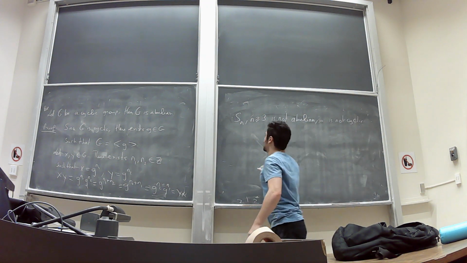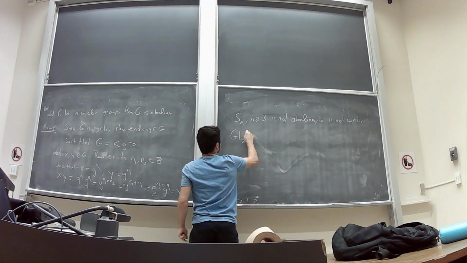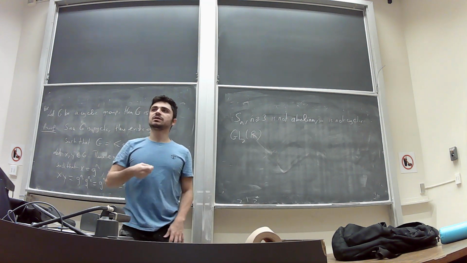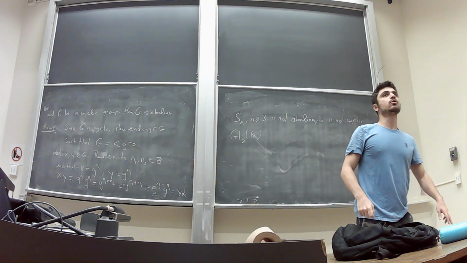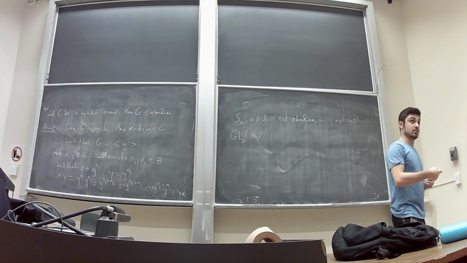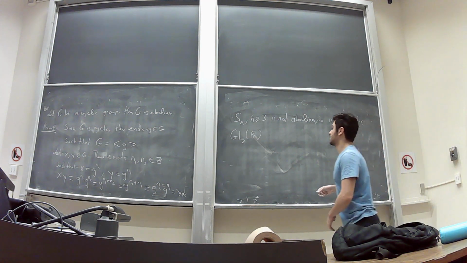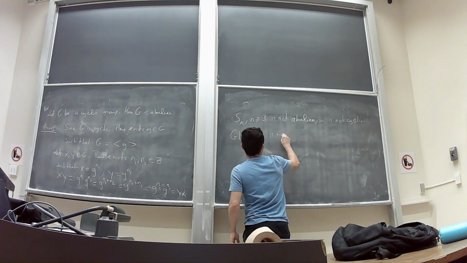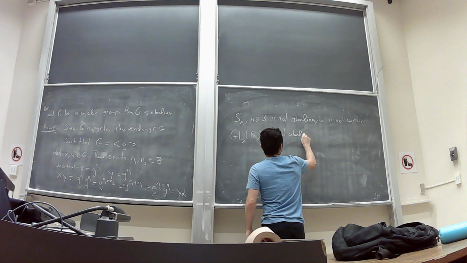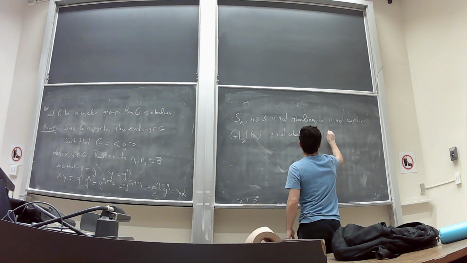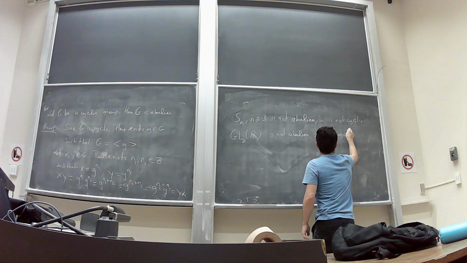Okay, let's take GL2R, the group of 2 by 2 invertible matrices. GL2R, the 2 by 2 invertible matrices under multiplication. Is that an abelian group? Invertible matrices under multiplication, is that abelian? No. So if it's not abelian, hence it's not cyclic. Really, it's not abelian, so it's not cyclic.